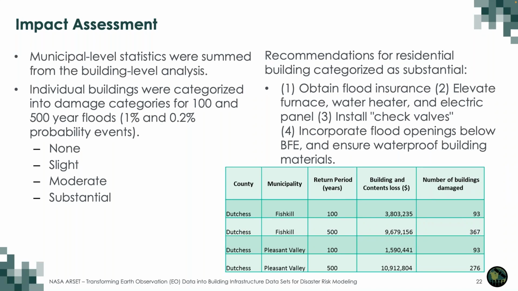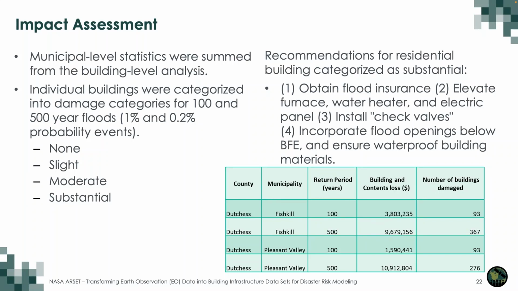Obtain flood insurance, elevate your furnace, water heater, and electrical panel, especially if they're in the basement, right? So it's common for lots of damage to equipment that's in the basement of a home because that's the first place to flood. And you could install check valves, that is valves to stop water from backing up through the sewer. And finally, incorporate flood openings below the ground floor elevation entrance and ensure waterproof building materials below grade so that you can stop the water from entering and give it a place to drain if it does enter.